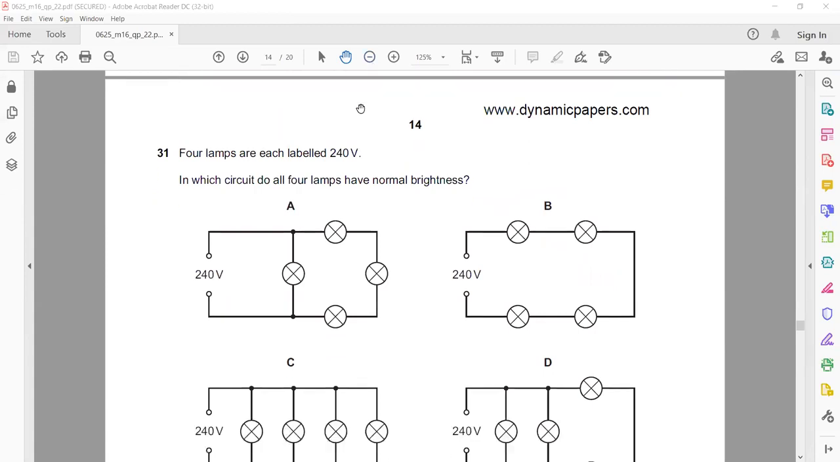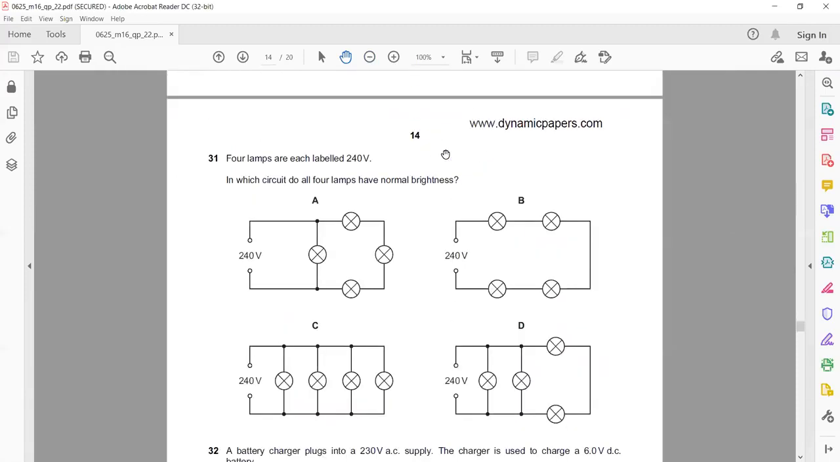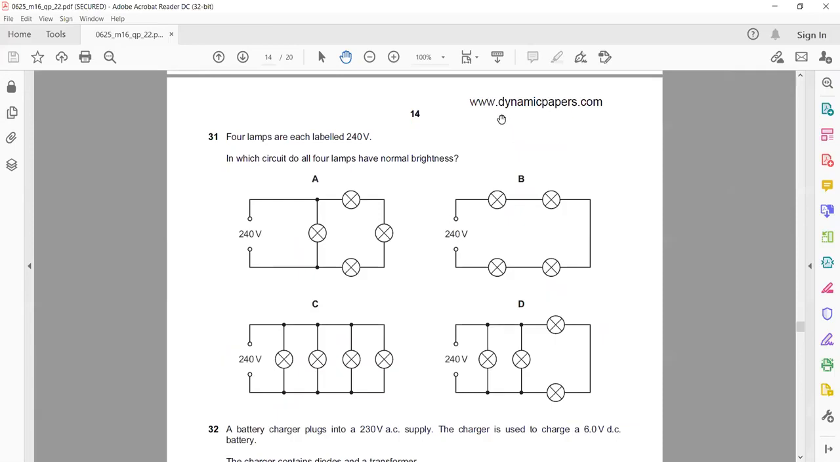Four lamps are each labeled 240 volts. In which circuit do all four lamps have normal brightness? It means all will receive the same 240 volts. So they should be in parallel to receive the same voltage.